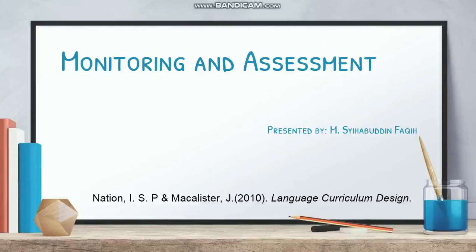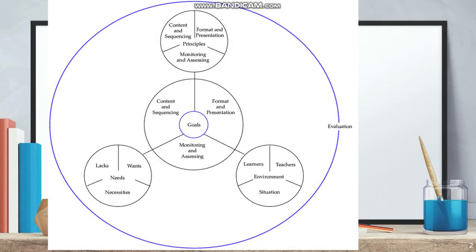So today we are going to discuss monitoring and assessment, Chapter 7 from Nation and Macalister's book, Language Curriculum Design. As you can see from the model, the outer circle of the curriculum design model, environment, needs and principles, provide data to guide the planning of the process in the inner circle. So the monitoring and assessment must take account of the environment in which the course will be used.